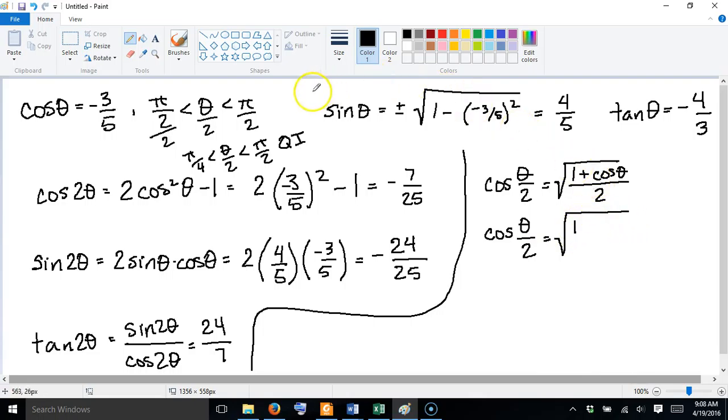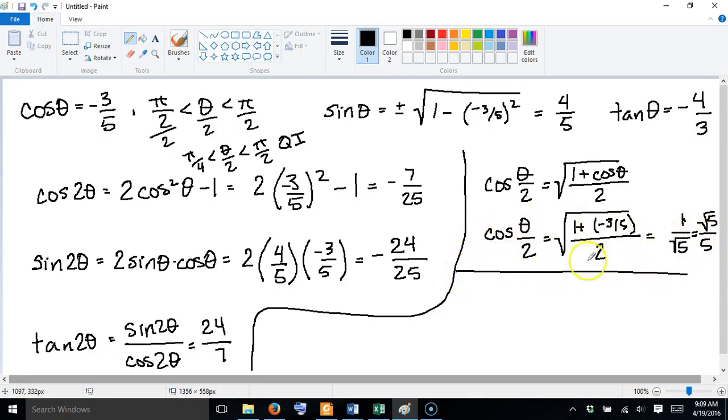So 1 plus cosine theta, negative 3 over 5, all over 2. Simplify this fraction on the inside of the square root, and we get 1 over the square root of 5, which we rationalize, and we get square root 5 over 5, and that is our answer there.